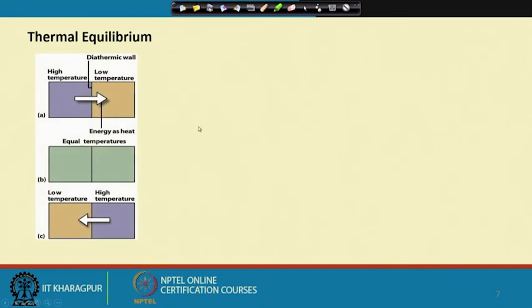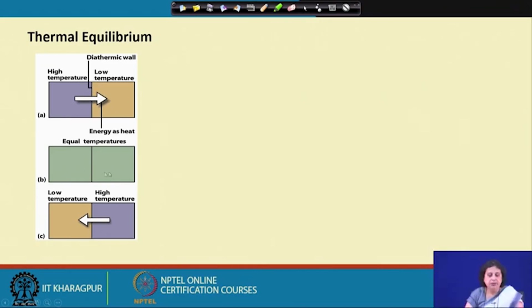So, this is the case where we have, let us say, this is the system and this is the surrounding, and they are exchanging energy as heat, and this wall is a diathermal or diathermic wall. The system will go on exchanging energy with its surrounding till both the parts attain equal temperatures. Under such condition, I will say that the system and its surrounding are present in thermal equilibrium with each other.